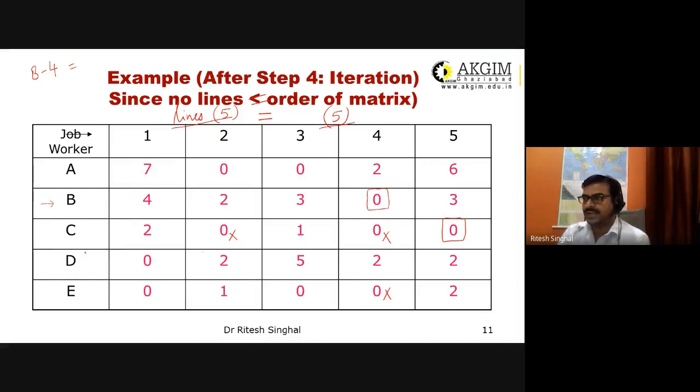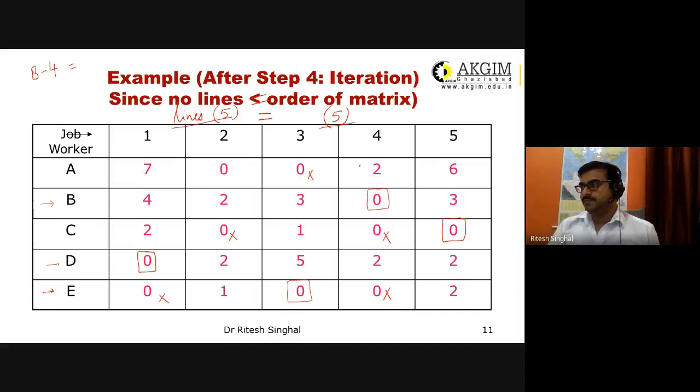In the fourth row, D row, there is one single zero, and you assign this particular job to job 1, person D to job 1. And you should cut this particular zero. As soon as you cut this zero, in the last column, the last row E, there is one zero remaining, and you should give this particular job to worker E and cut this particular zero, so that you should not make 2 boxes in any row or any column.